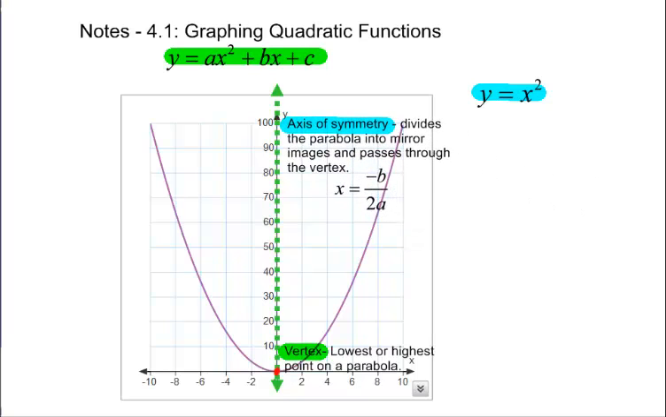And to find the x-coordinate for that axis of symmetry, it is a vertical line. Then it's going to be x equals the opposite of b over 2a. And so that's your setup on graphing a quadratic function. These are the important things that we'll need to be aware of for graphing a quadratic.